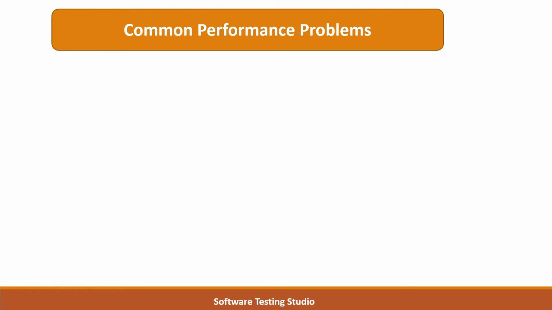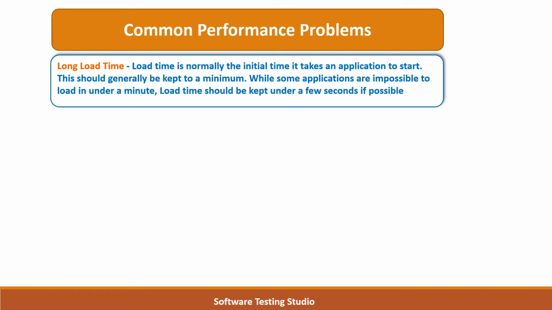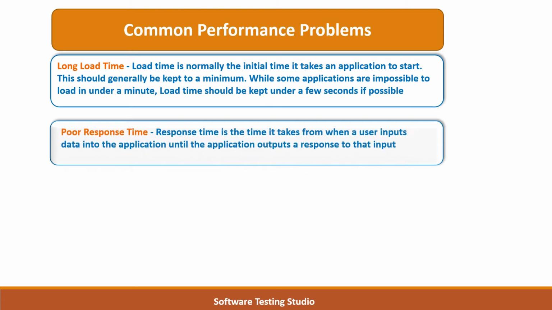What are the common performance problems? First is the long load time. Load time is normally the initial time it takes an application to start. This should generally be kept to a minimum. While some applications are impossible to load in under a minute, load time should be kept under a few seconds if possible. The second type of common problems is the poor response time.